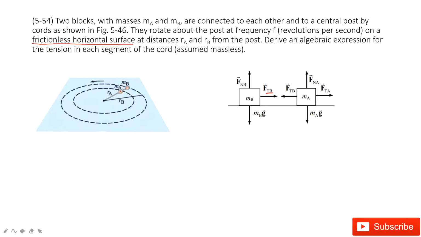Similarly for object A, with mass A, we have gravity, normal force, and also the tensions, F_TA and F_TB. Because on this side the cable acts a force on it, and on the other side B pulls it, we have these two forces, F_TA and F_TB. Therefore, very easily we can write Newton's second law in equations.